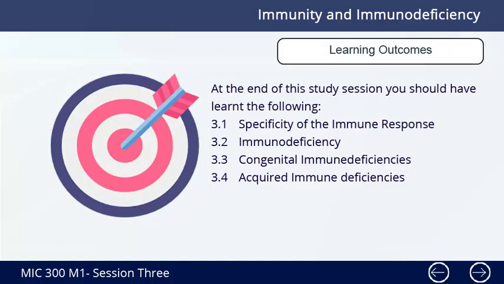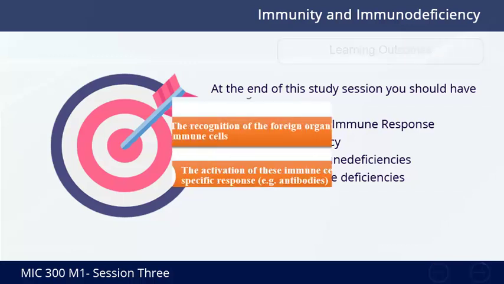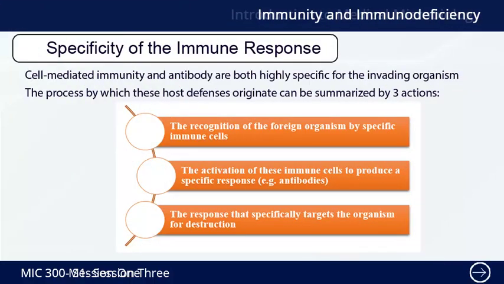Learning outcomes for Study Session 3. At the end of this study session, you should have learned the following. Firstly, specificity of the immune response. Secondly, immunodeficiency. Thirdly, congenital immunodeficiencies. Lastly, acquired immune deficiencies.